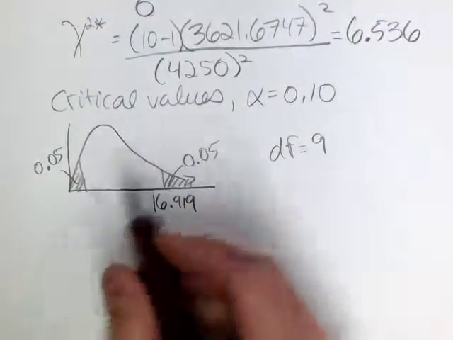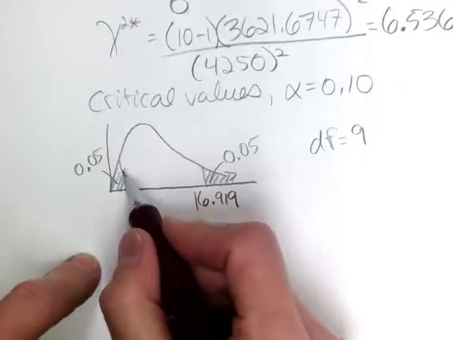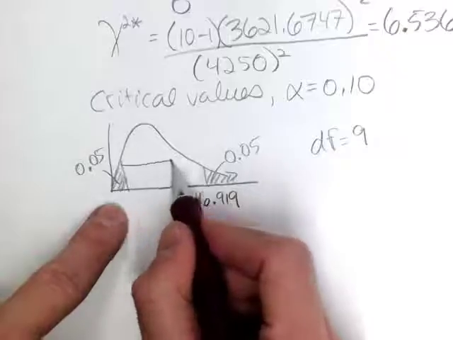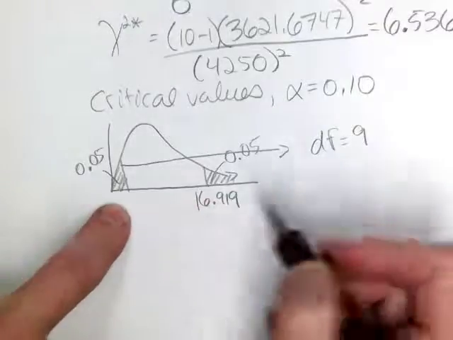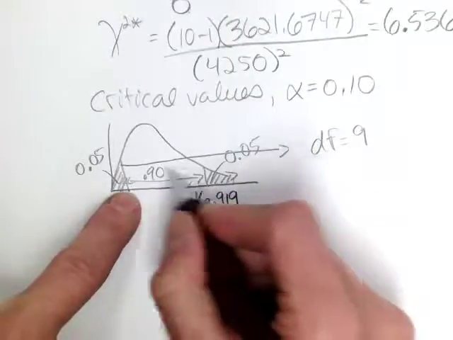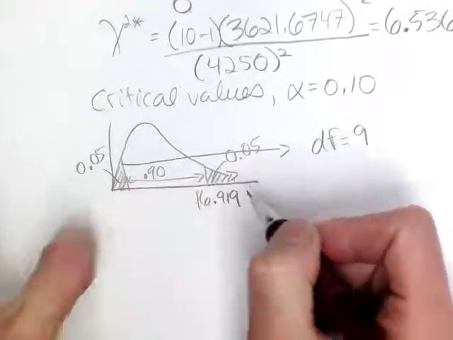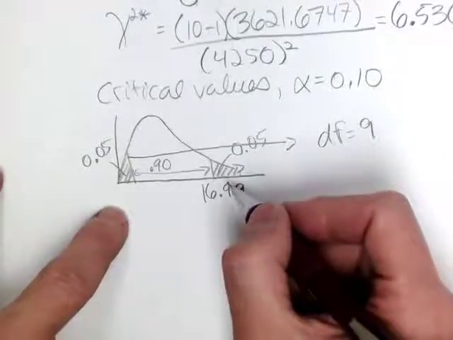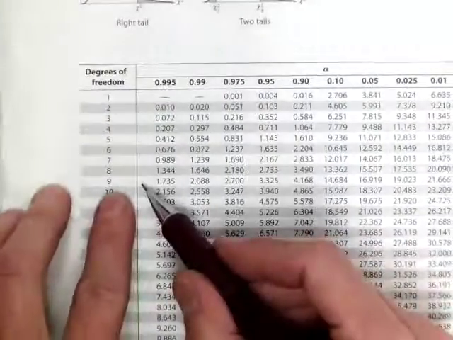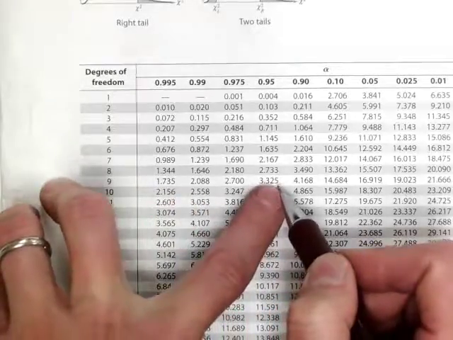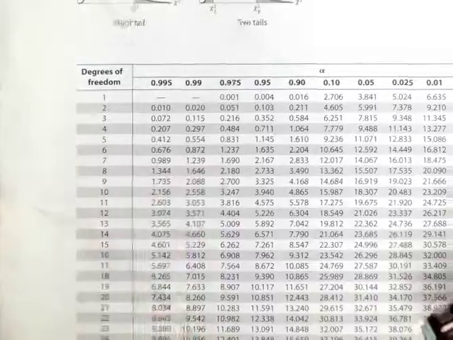Now for this lower critical value, I need to remember that since I'm reading from the critical value to positive infinity, I need to include all of the area to the right. Okay, so it's going to be this 0.9, which is between these two, plus this 0.05 more. Okay, so I want to read in the table over to 0.95. Okay, so I've got 9 degrees of freedom, and I'm reading over to 0.95. So that lower critical value is 3.325.